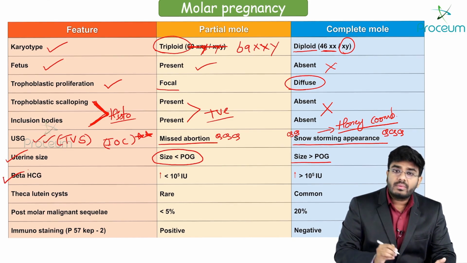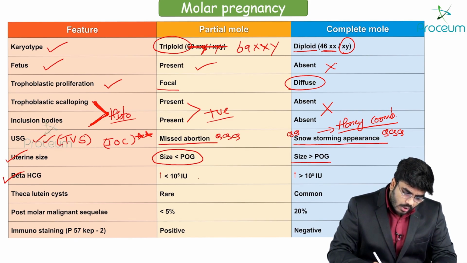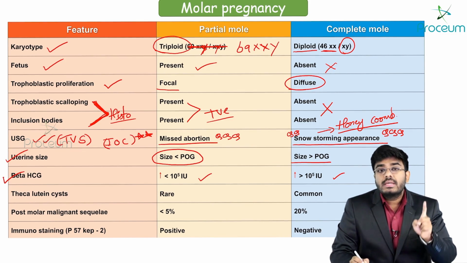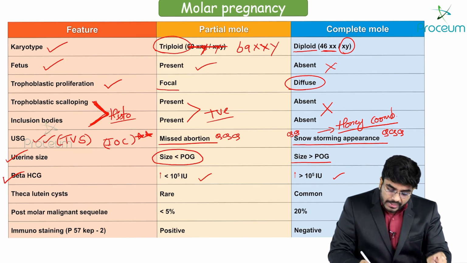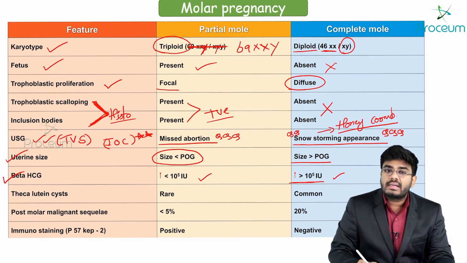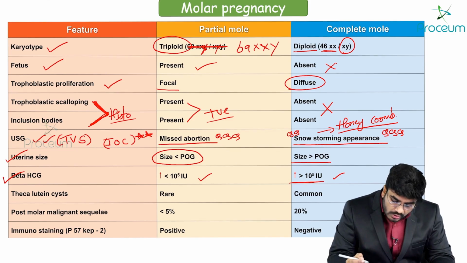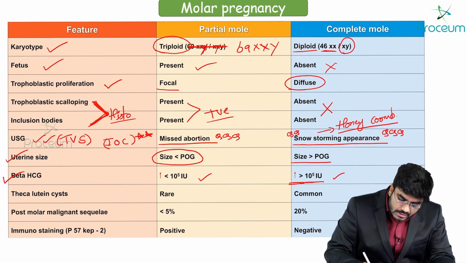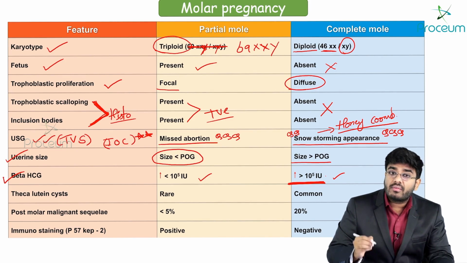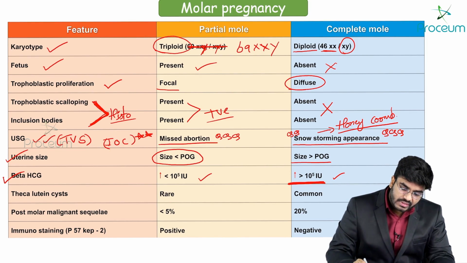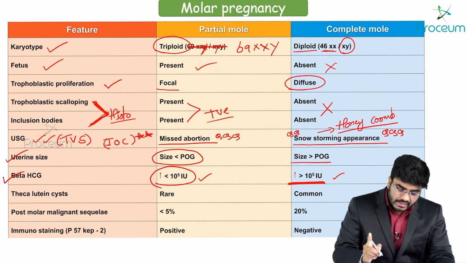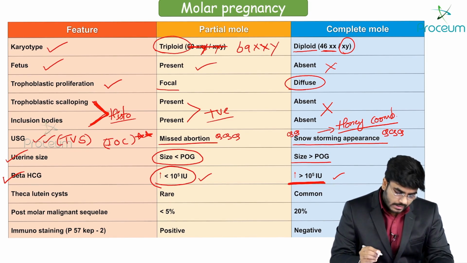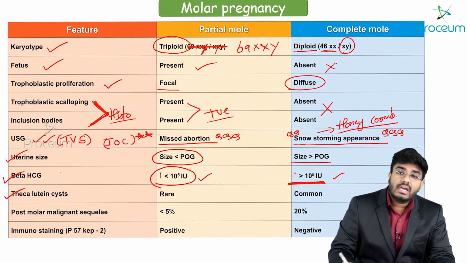Beta HCG level in both the conditions, partial mole as well as complete mole, is elevated, but in complete mole, there is a marked rise in beta HCG levels, more than 10 to the power of 5 international units, or more than 1 lakh international units. Here in partial mole also, beta HCG levels are elevated, but not greater than 10 to the power of 5 international units.